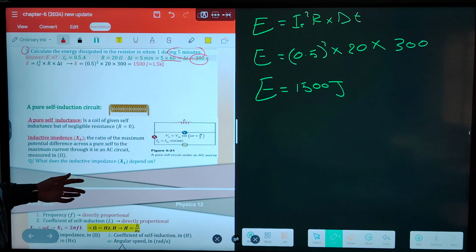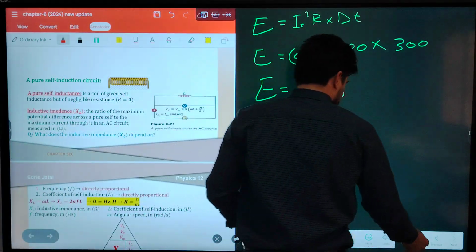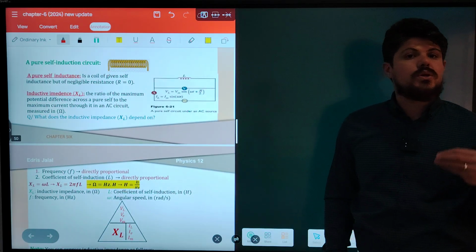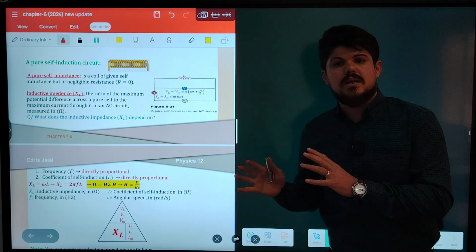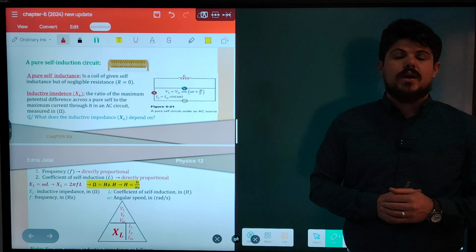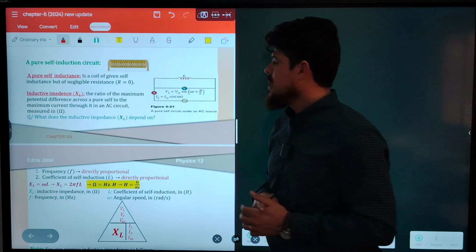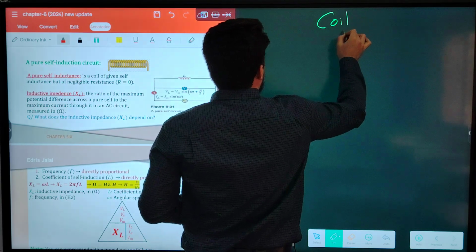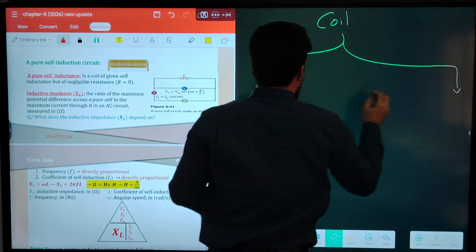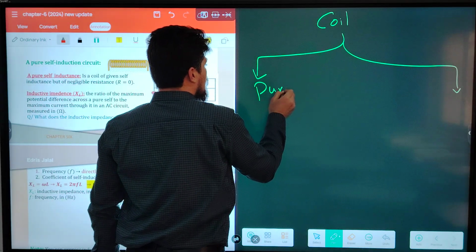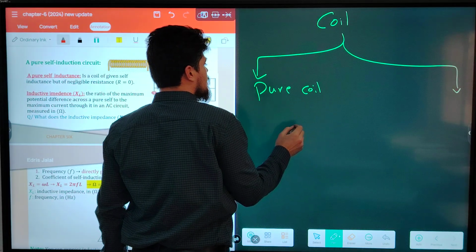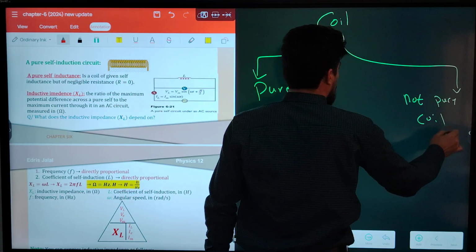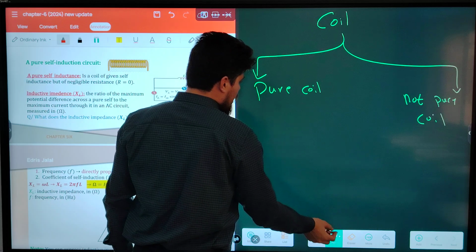Okay, that's all about the pure resistor AC circuit. So we have another case, a pure cell of induction circuit. Instead of resistance, we have a pure induction. Okay, pure cell of induction, a pure coil. Guys, we have two different types of coil: pure coil, which is called pure cell of induction, and not pure coil.